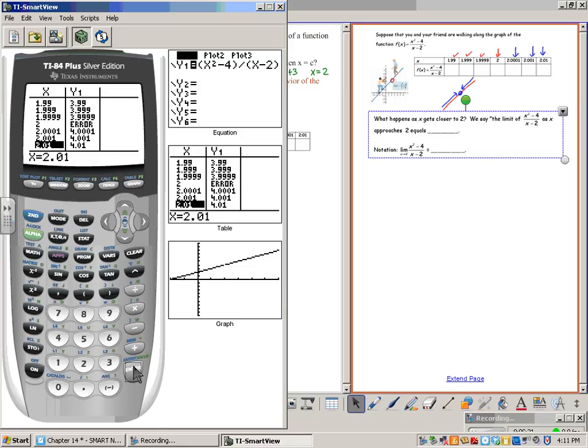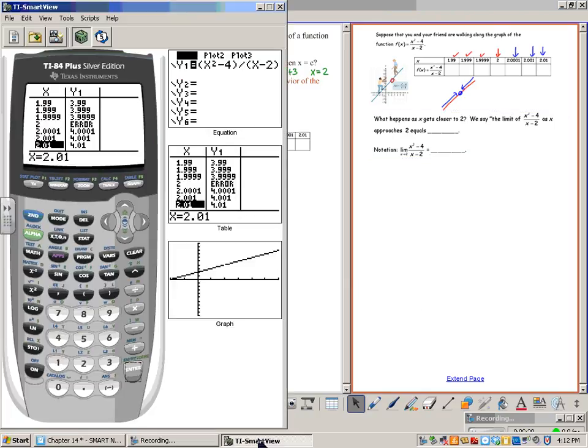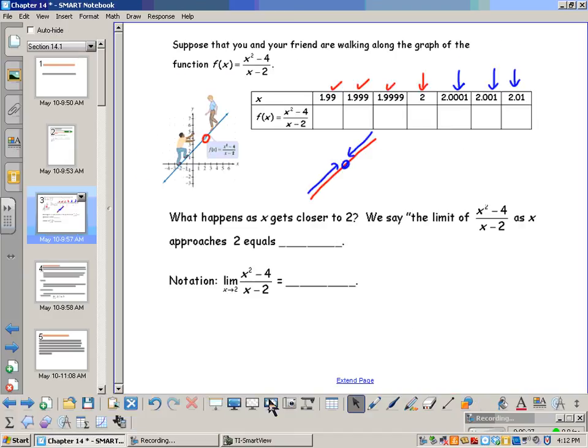And with this, we can now go back here, and it says, well, what's happening as x is getting closer to 2? And we saw from the work we did here, as x is getting closer to 2, y is getting closer to 4. And let's change that to y is approaching 4. There. And then the notation for that, and that's actually what a limit is, it talks about what's happening as x is approaching 2.